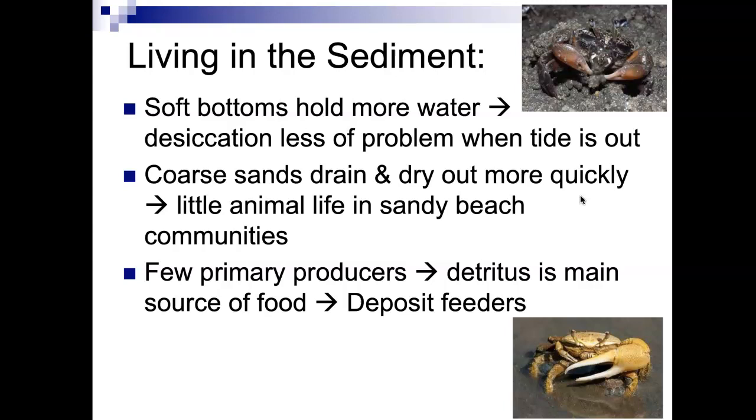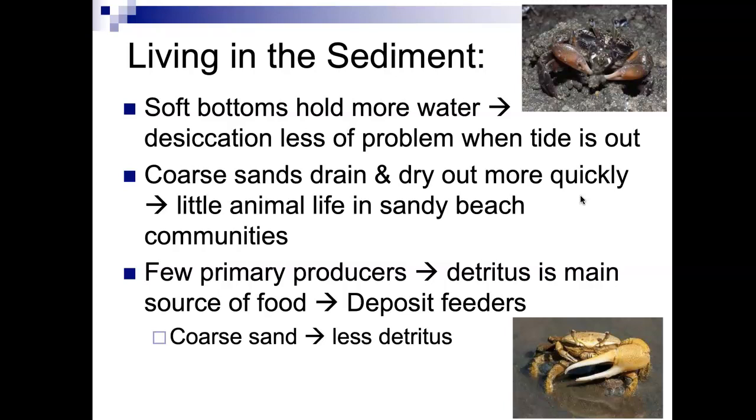But in terms of biodiversity, your coarse sands just don't provide a whole lot of animal life, because they dry out quickly. They drain quickly and they dry out quickly because they have those larger interstitial spaces. There's few primary producers. So because of that, detritus is the main source of food, and you're going to have mostly deposit feeders living in your soft sediment communities.